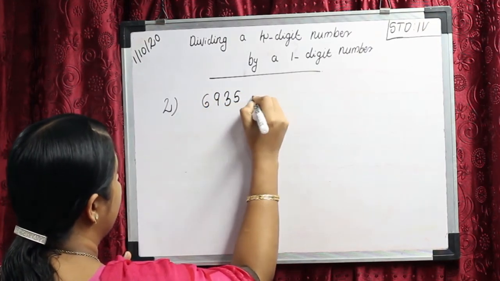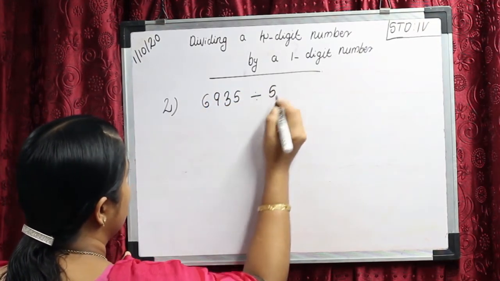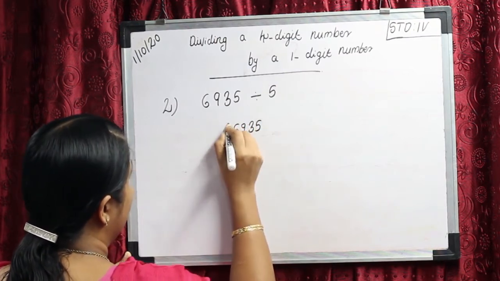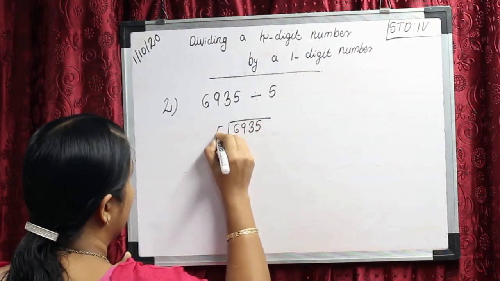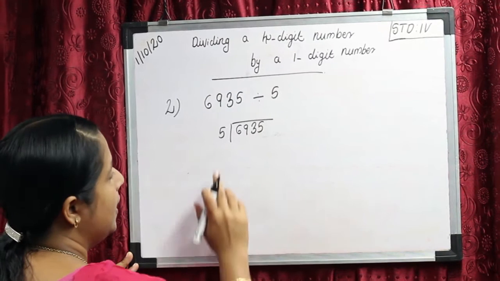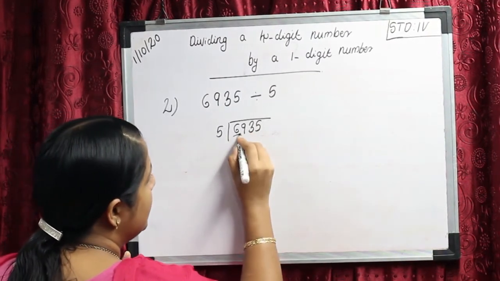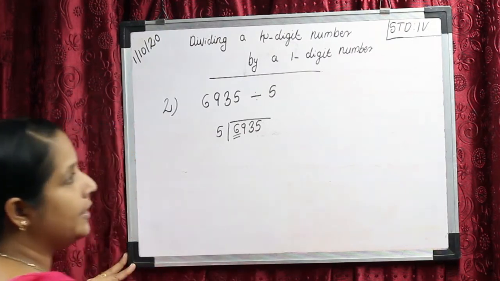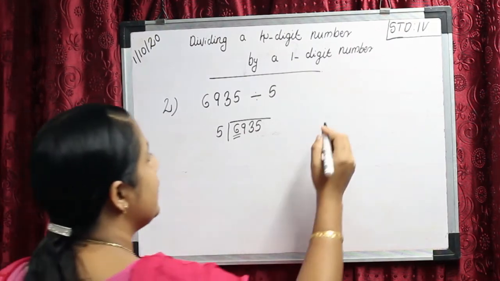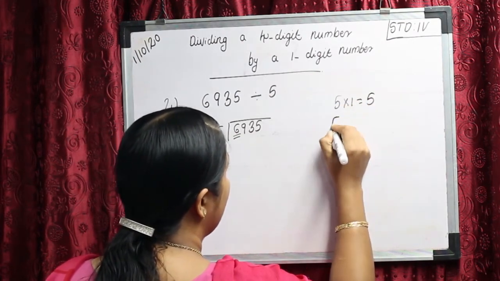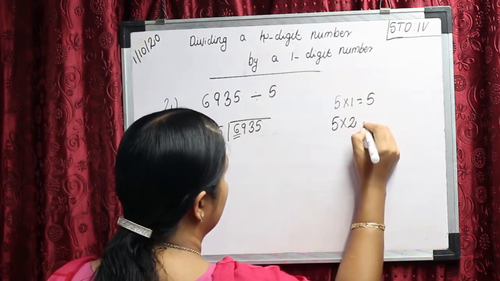6935 divided by 5. So we write 6935 divided by 5. Which table are we taking? We are taking 5's table. Then consider the first number. Here the first number is 6. In 5's table, there is no 6. So we take 5 1's are 5, then 5 2's are 10.